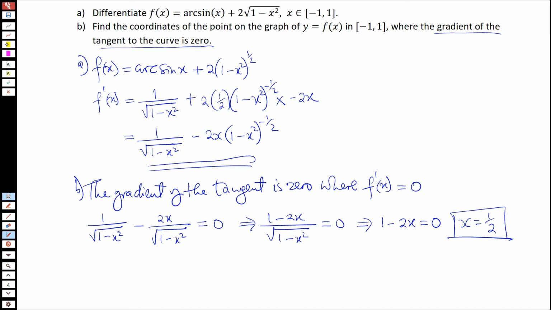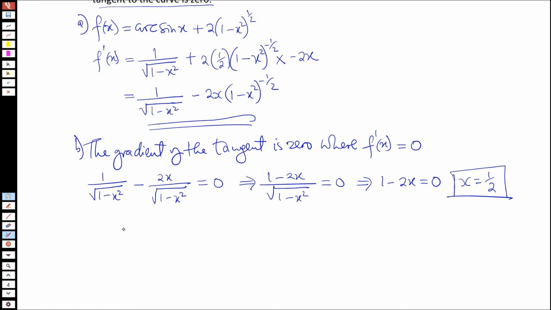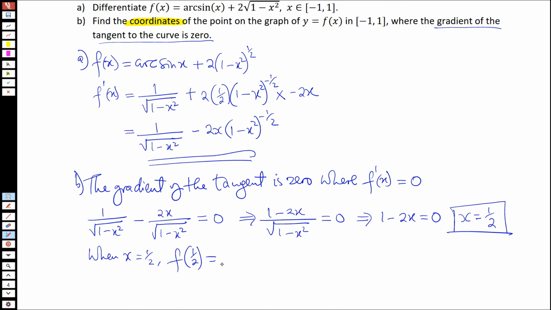But what is required in this question is the coordinates of that point, which means we have to find the corresponding y coordinate at x equals a half. So when x is equal to a half, the value of the function at that point, you have to plug that into the original function, so that will be equal to arc sine a half plus 2 multiplied by the square root of 1 minus a half squared.